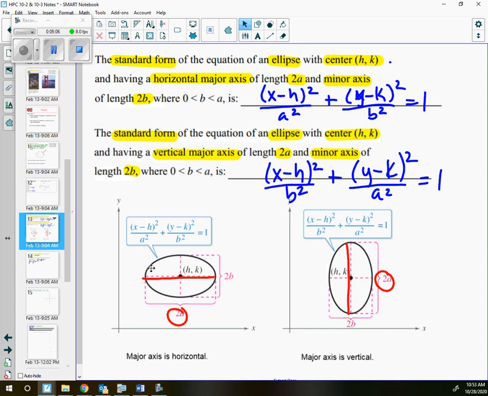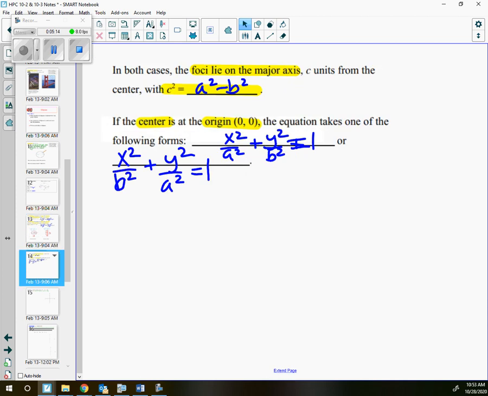So we're looking at wherever it's longer, that's going to be the direction where the larger number is. So we can have those two different competing looks. In both cases, the foci are on the major axis no matter what. The relationship for the foci, c squared equals a squared minus b squared, that's that common distance that we talk about, the distance is always the same.